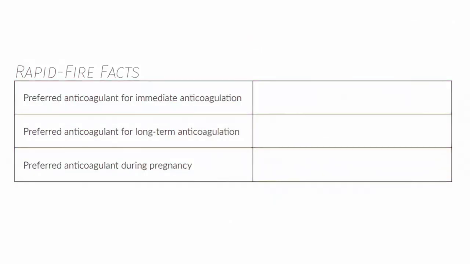And we've also got a few rapid-fire facts for you. The preferred anticoagulation for immediate anticoagulation is either going to be heparin or maybe a low molecular weight heparin. Then the preferred anticoagulant for long-term anticoagulation is warfarin. And then the preferred anticoagulation during pregnancy is either heparin or a low molecular weight heparin, but definitely not warfarin.